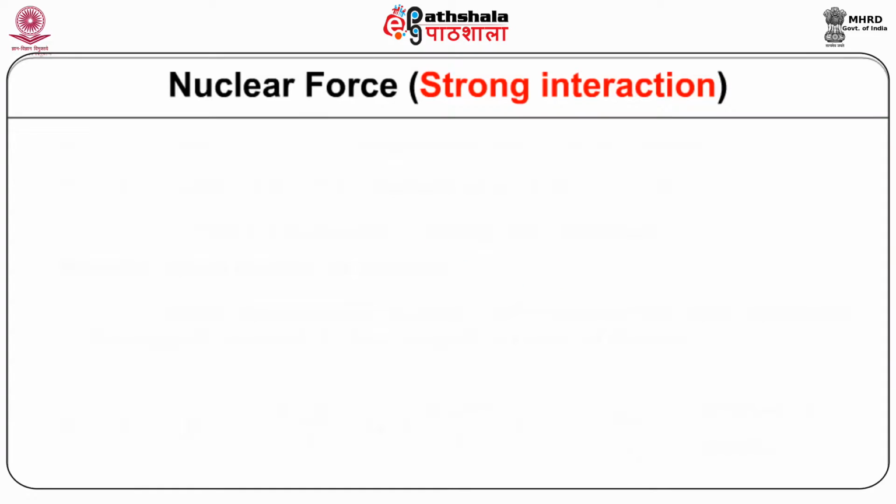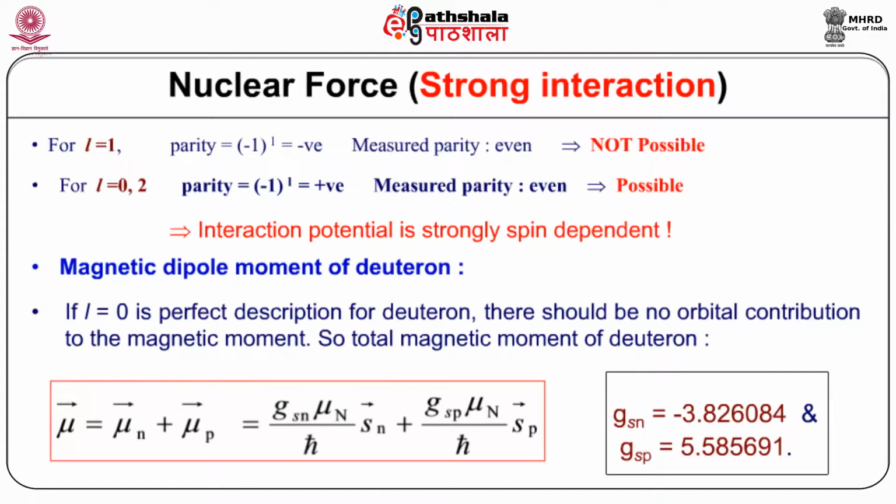Nuclear force, strong interaction. We are discussing the case of the deuteron. For L is equal to 1, where L is the orbital quantum number, parity is equal to minus 1 to the power L, that is negative. The measured parity is even, so this is not possible. For L is equal to 0 and 2, parity minus 1 to the power L is positive. The measured parity is even, so it is possible.